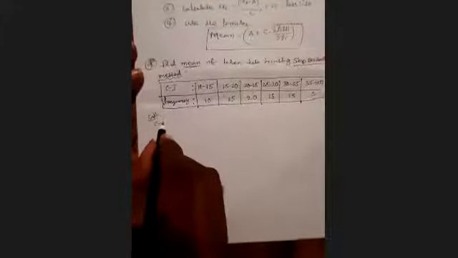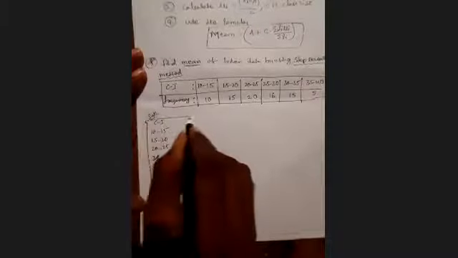So now I am drawing the solution box. What is given first? Class interval is given first. What is class interval? 10 to 15, 15 to 20, 20 to 25, 25 to 30, 30 to 35, 35 to 40. This is given class interval. And for each class interval, they're given what? Frequency.